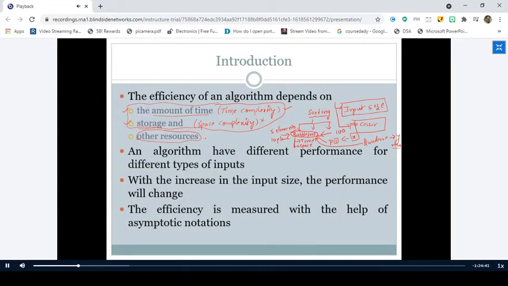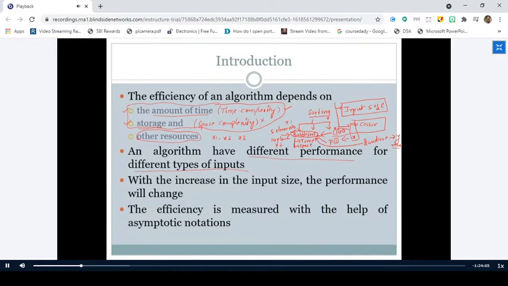Yes, sir. Right. So an algorithm has different performance for different types of inputs. This is what we have discussed. You take the bubble sort algorithm and give 5 elements as input; assume the time complexity is x1. You give 10 elements as input to the same bubble sort algorithm; assume it is x2. And you give 100 elements as the input; assume it is x3. How can you relate x1, x2 and x3?